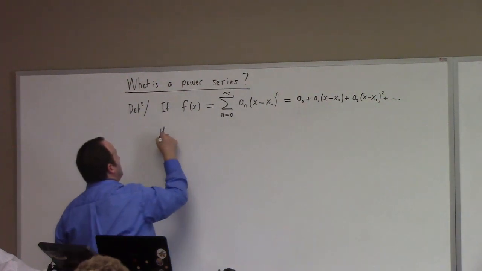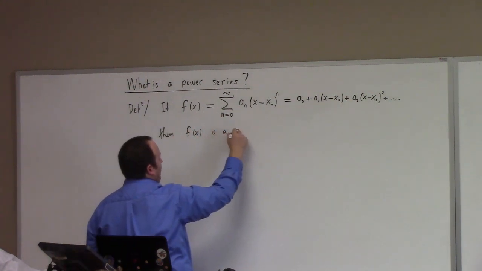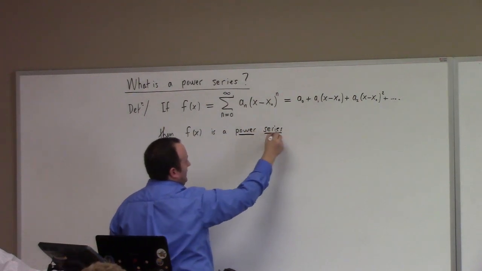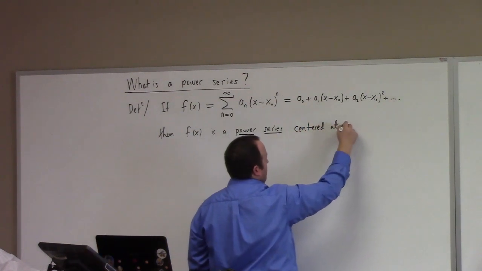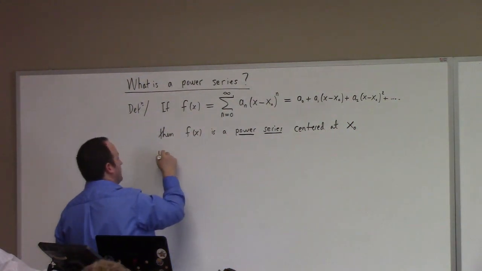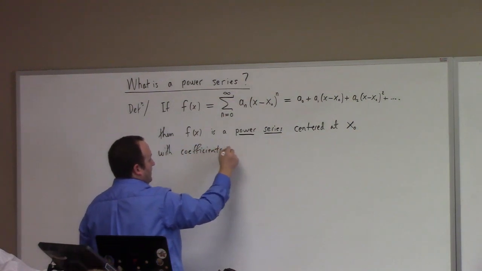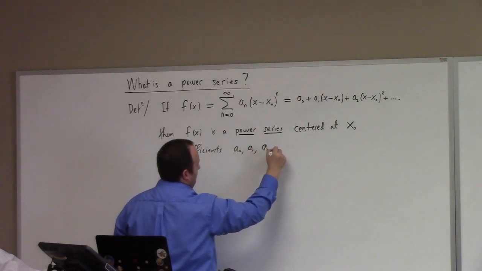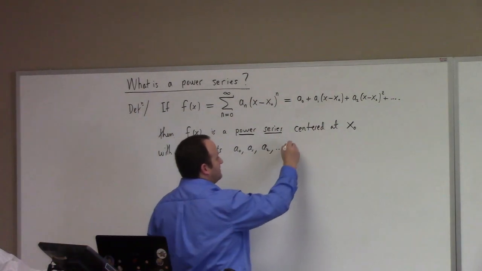Then f of x is a power series centered at x naught with coefficients a sub naught, a sub 1, a sub 2, and so forth. So just to be clear, we assume these are real numbers.